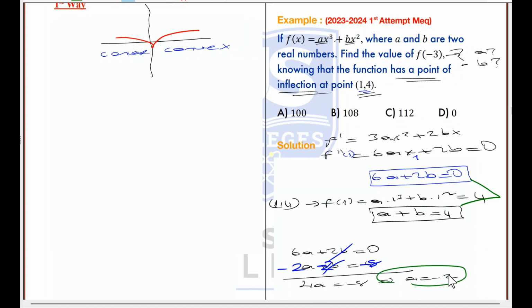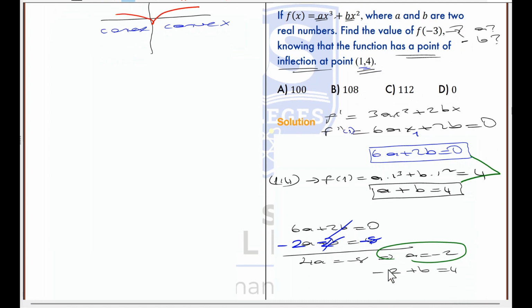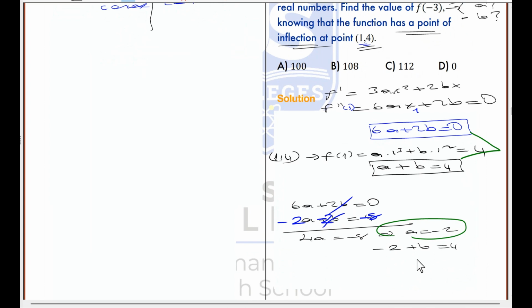We got the value of a. By putting this back in one of the equations, you will find your b. Let me use the second equation, which is easier. A, which is -2, plus b is 4, then b will be 6. So I got the unknowns.